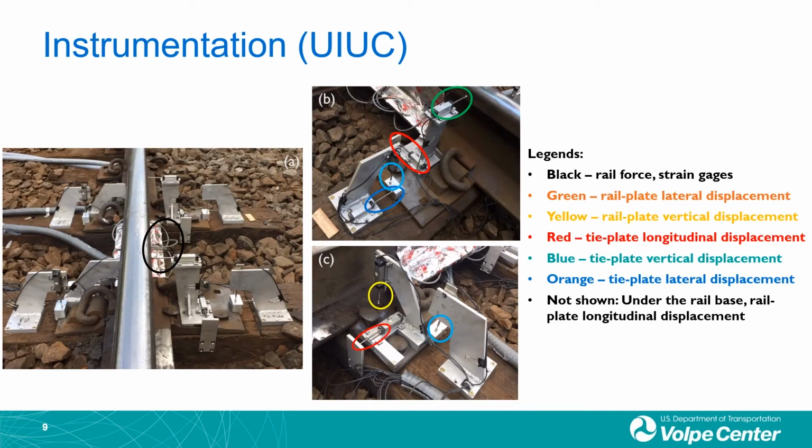Here is the instrumentation installed by University of Illinois. The strain gauges were installed at the rail to monitor rail forces in all directions. The LVDTs were installed to measure the displacement of the plate relative to the rail and the displacement of the plate relative to the tie. All the displacements were measured in 3 directions.